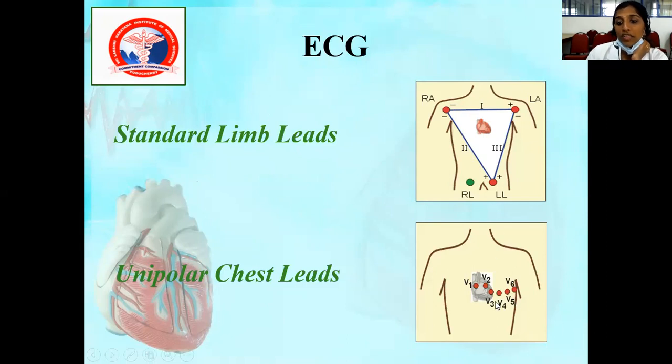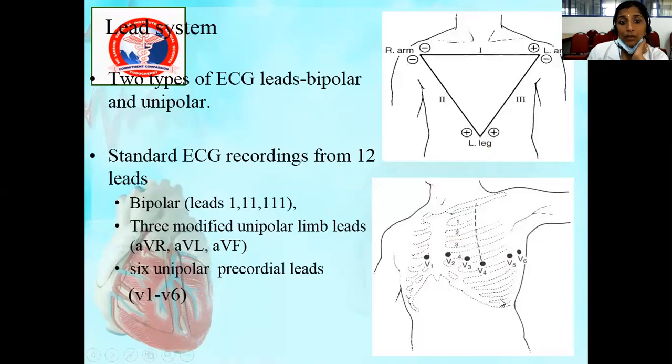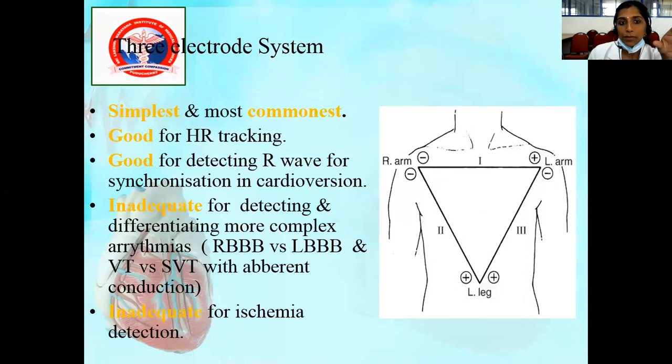Then we have unipolar chest leads from V1 to V6. And we have bipolar leads. And we have augmented limb leads. Okay. So there are two types of system, the 3 electrode system and the 5 electrode system.